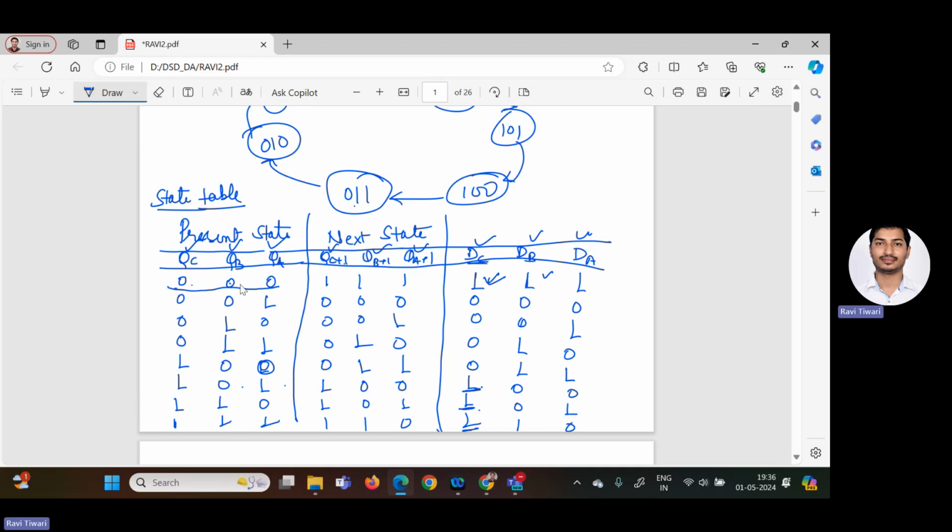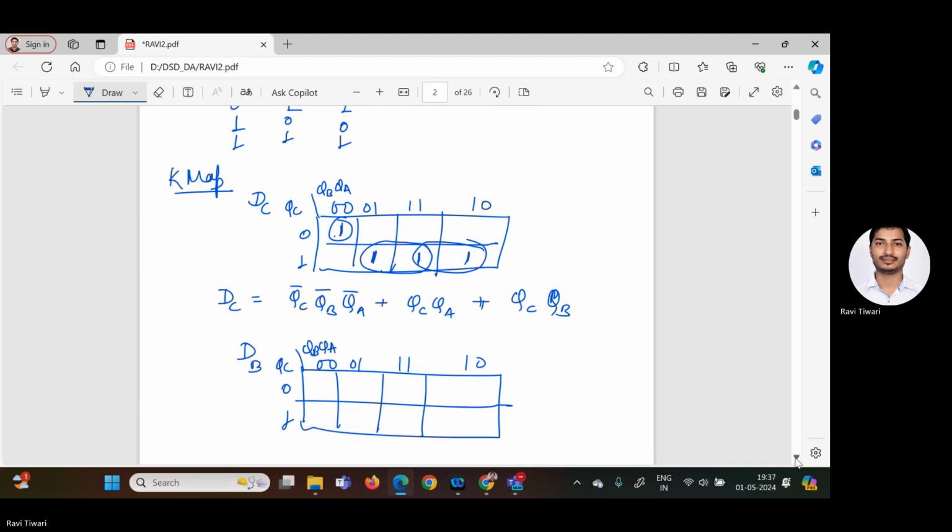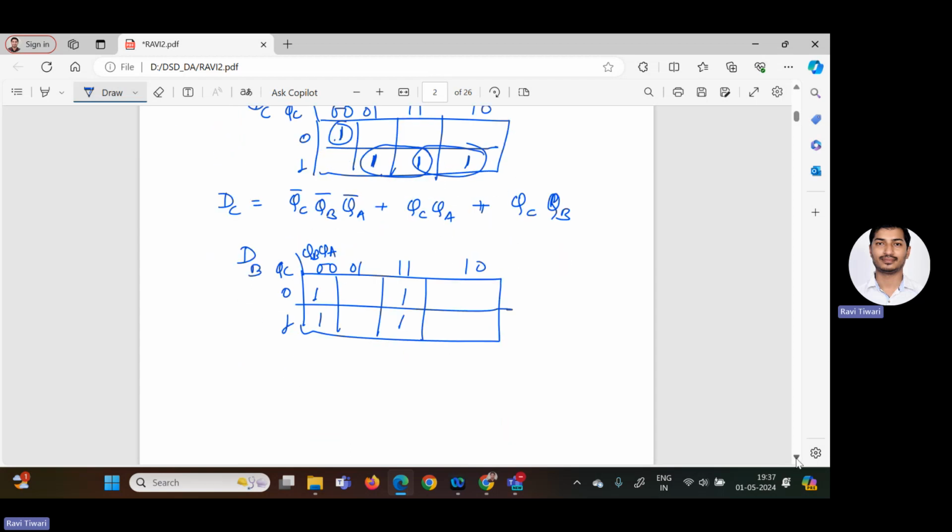Here it's 1 for 0 0 0. It's 1 again for 0 1 1, which is 3, right? So 0, 3, 4 and this is 7. So it's 0, 3, 4 and 7. Now here also we can make groups, this is one group and this is the other group. So we can write down the expression of DB as QB bar QA bar plus QB QA.